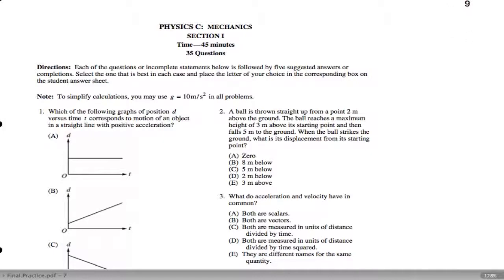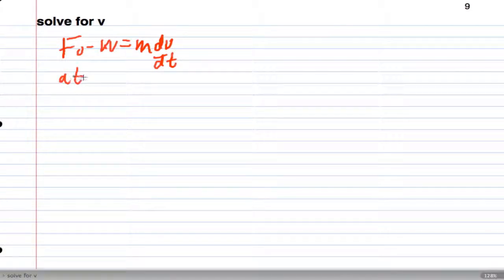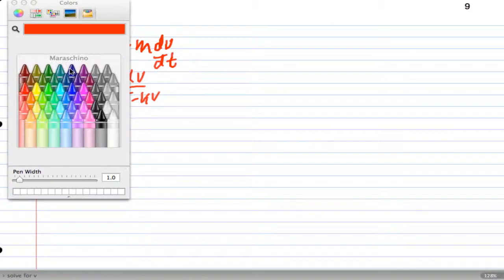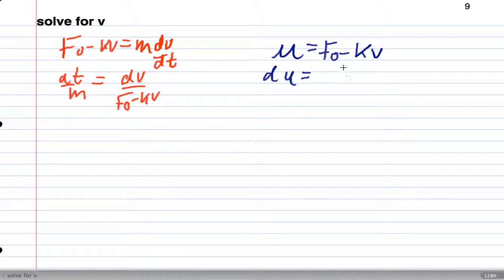For part C of the problem, let's just actually get a new page here. We're going to solve for velocity. And the way that's going to work is that we're going to actually say F0 minus kV equals m dv dt. And I'm going to do a little bit of calculus here. So I'm going to get dt over m equals dv over F0 minus kV. Now we're going to do this by u sub. So u equals F0 minus kV, and du is going to equal negative k dv.